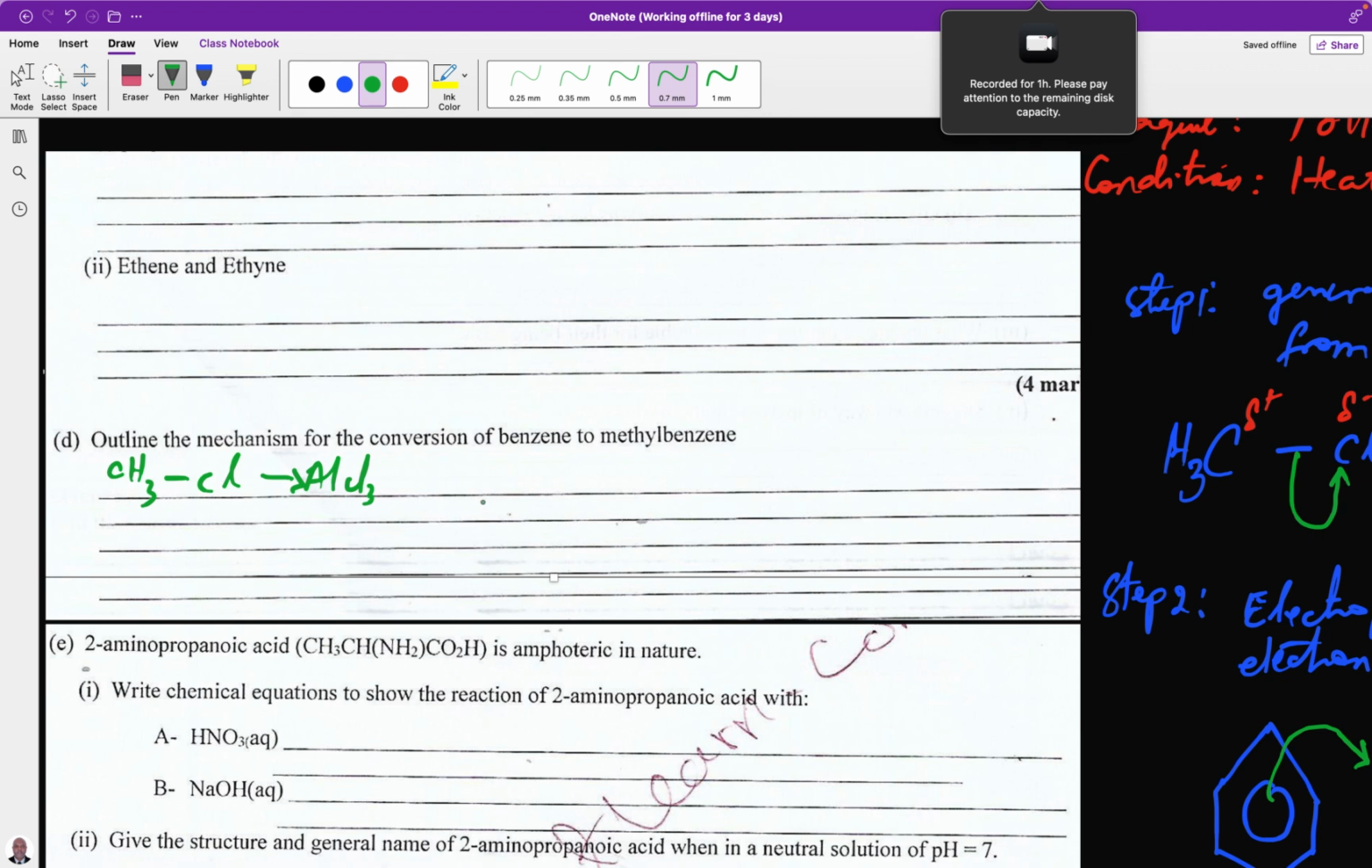And that will result in formation of H3C plus AlCl4 minus. That is one mark, but you must show the charges. You must show that this is positive and this is negative, and you must show that this goes here. You must show those charges as I've outlined here. The first step. Then the second step will be.